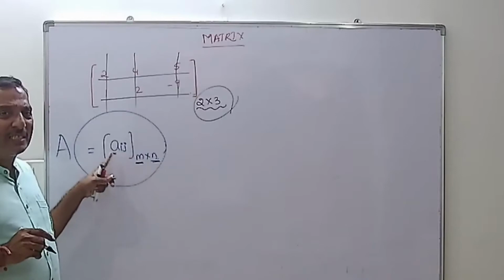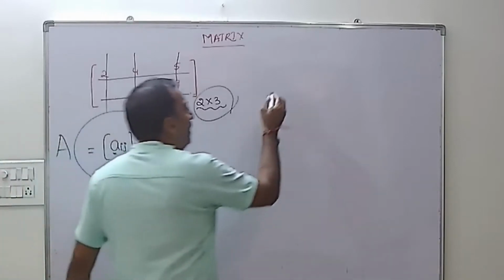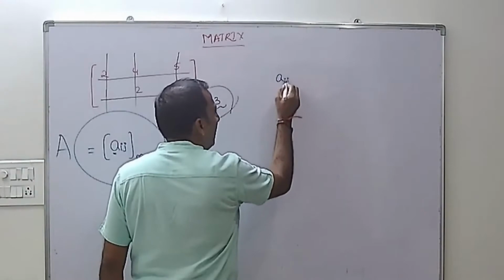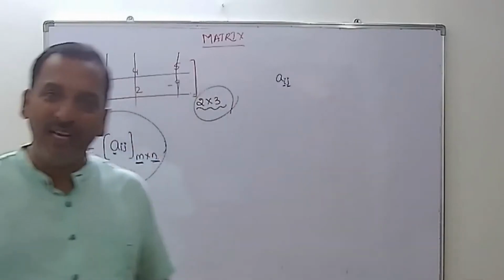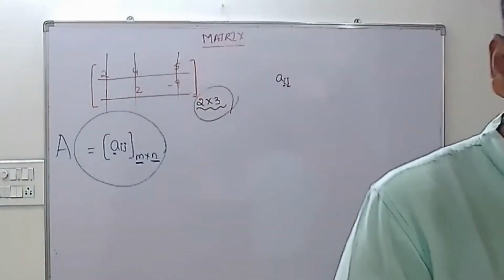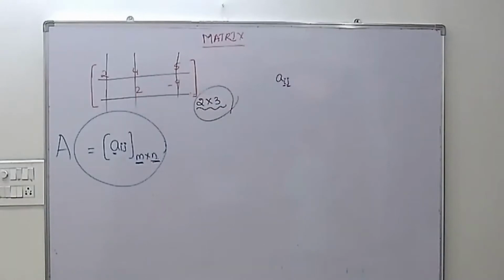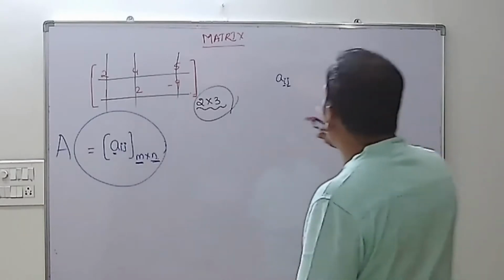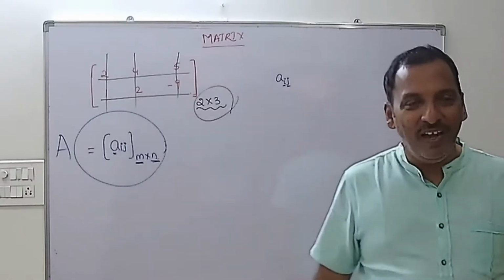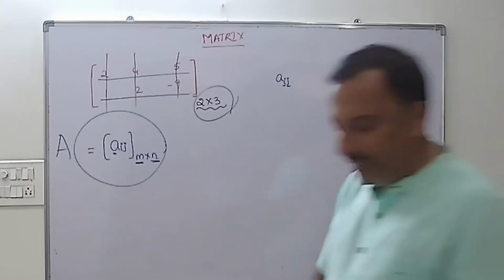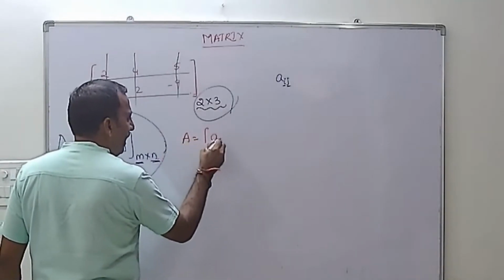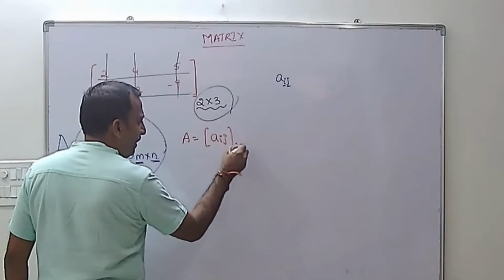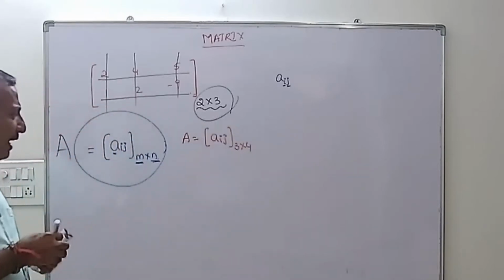Why did you write Aij instead of just A? In Aij, the suffix ij: i represents the row number, j represents the column number of the element. Aij means the element of the matrix in the ith row and the jth column. For example, suppose the matrix A is equal to Aij of order 3/4.